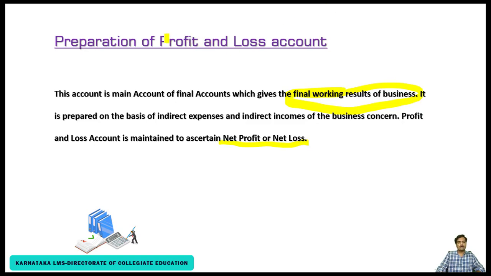So here, as the name itself implies, profit and loss. This is an account which shows the profit, net profit or net loss at the end of the accounting year by taking into consideration all indirect expenses and indirect incomes of a business concern.